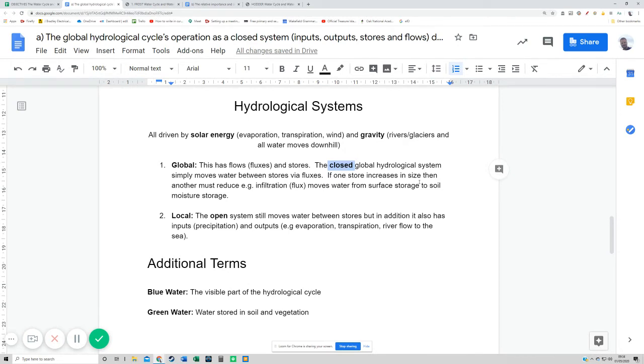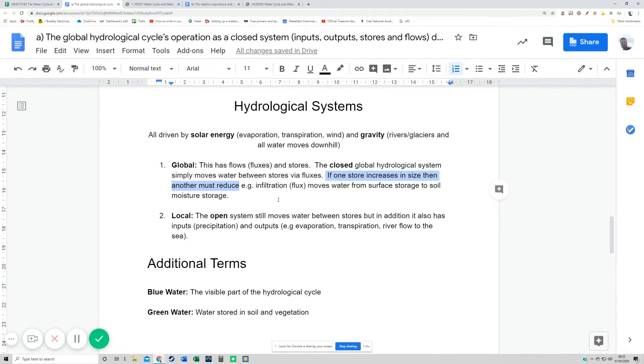So if one store increases in size, then another one must be reduced. Now you might want to think about that and make sure you're really clear about that. Because if there's no inputs and no outputs, if you increase one area or one store of water, that's got to come from somewhere else. So the size of the stores are driven by the fluxes, and each store and flux is going to have a knock-on effect on the others.